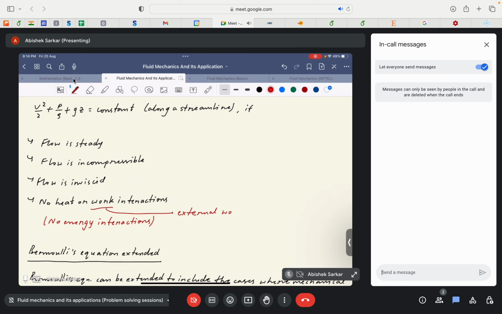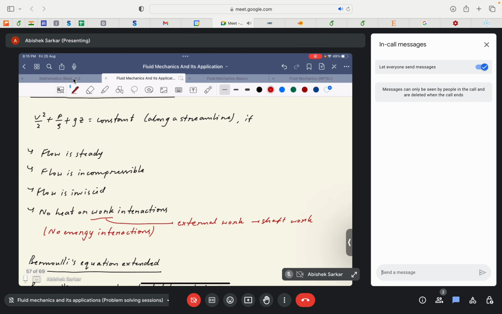say shaft work, like that. Just keep that in mind. Given that these assumptions are valid, it is only after that we can apply this equation to our particular fluid flow problem. So we need to understand the exclusive nature of this form of Bernoulli's equation, so that we don't make silly mistakes while solving fluid flow problems.